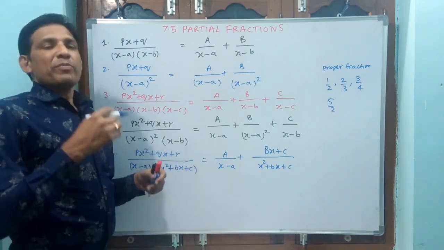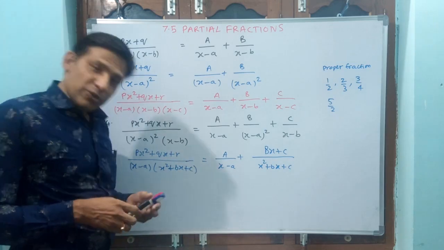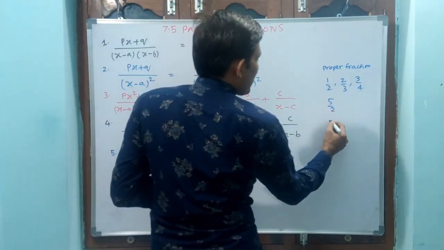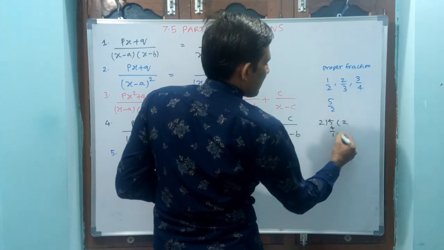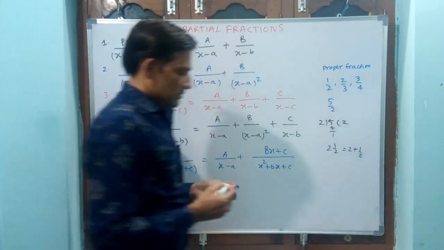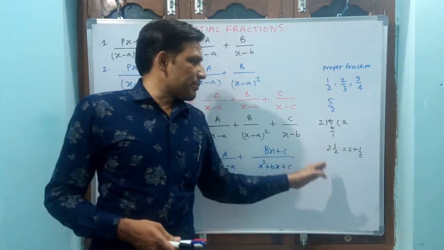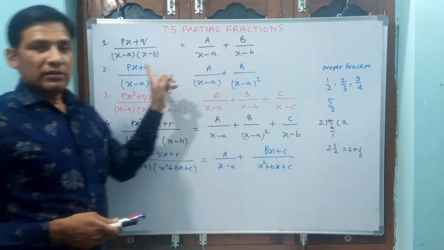What if they give an improper fraction? Then you divide it. You see what I am doing. For 5 by 2, you divide: 2 into 2 is 4, 1 remains, so it is 2 plus 1 by 2. Now you see, 2 you can separate, and 1 by 2 is again a proper fraction. Like this we have to solve these questions.